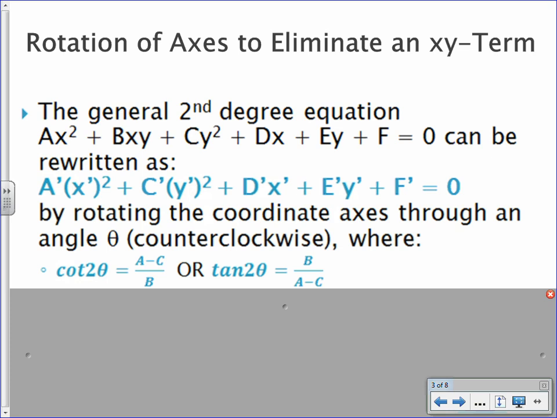You can either take the cotangent of 2 theta equals a minus c over b, or you can use the inverse: the tangent of 2 theta is b over a minus c, whichever is more comfortable to you. You are probably more comfortable with tangent, so if you want to use the tangent, that is perfectly fine.